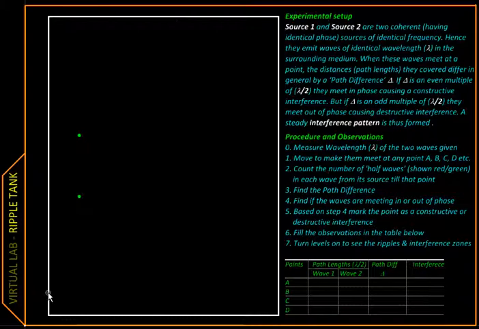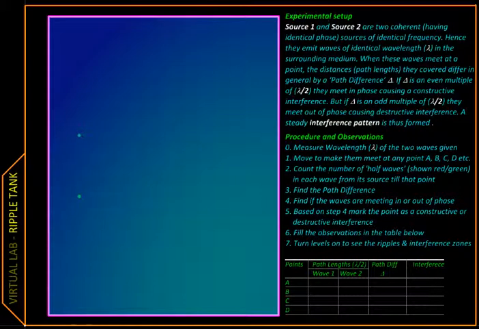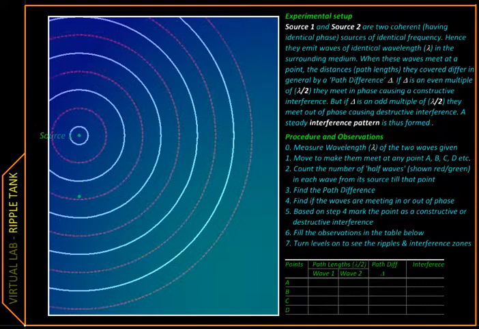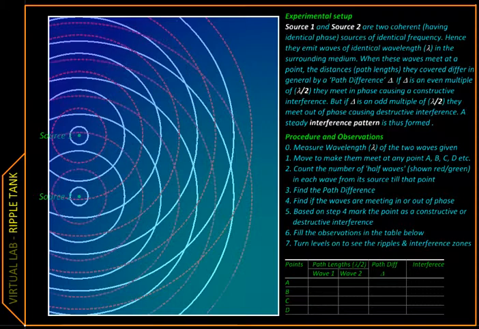For that we can take a tank like this and fill it up with water. Then in it we can introduce two sources of disturbance, so they will produce ripples like this. Ripples are nothing but expanding circles of alternating crests and troughs like this. The second source will do the same thing and the two patterns will overlap.